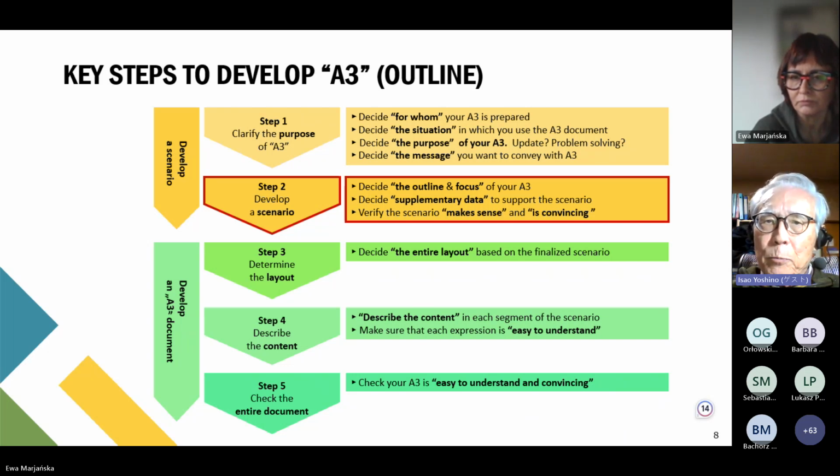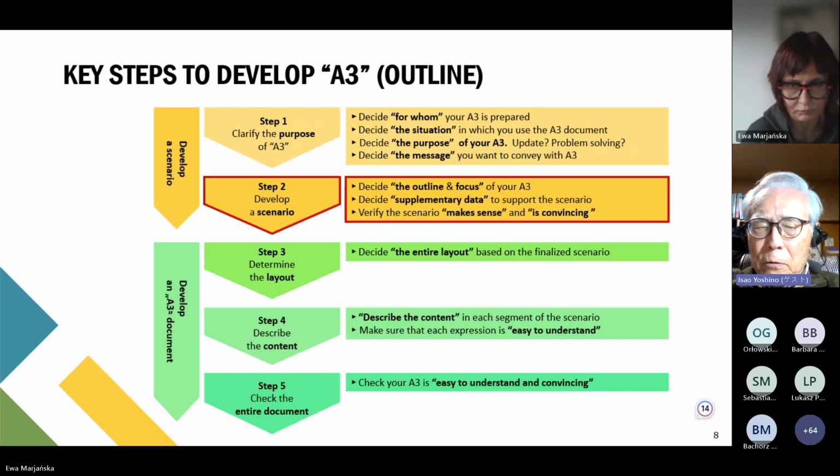So if that is the purpose, then you have to make sure whether you used keywords that are easy to understand, or necessary data, and so you have to double check. That is one of the most important things for the person who prepared this A3. Is that what you're talking about, or different? Yes, basically yes. So thank you.